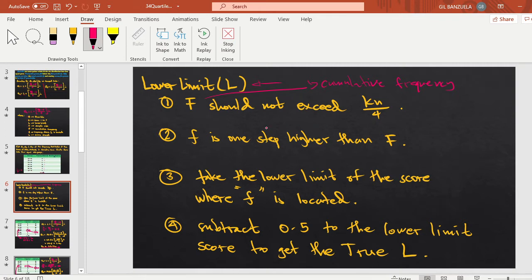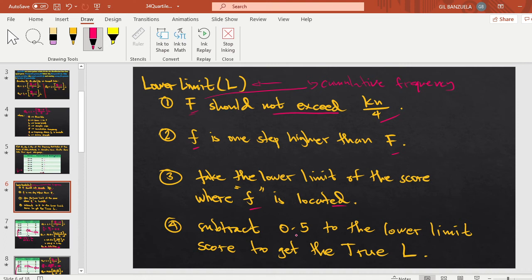The cumulative frequency should not exceed the value of kn over 4. So you have to take note of that. The cumulative frequency should not exceed. Then the frequency f, small letter f, is one step higher than the cumulative frequency. Then for number 3, we have to take the lower limit of the score where f is located.